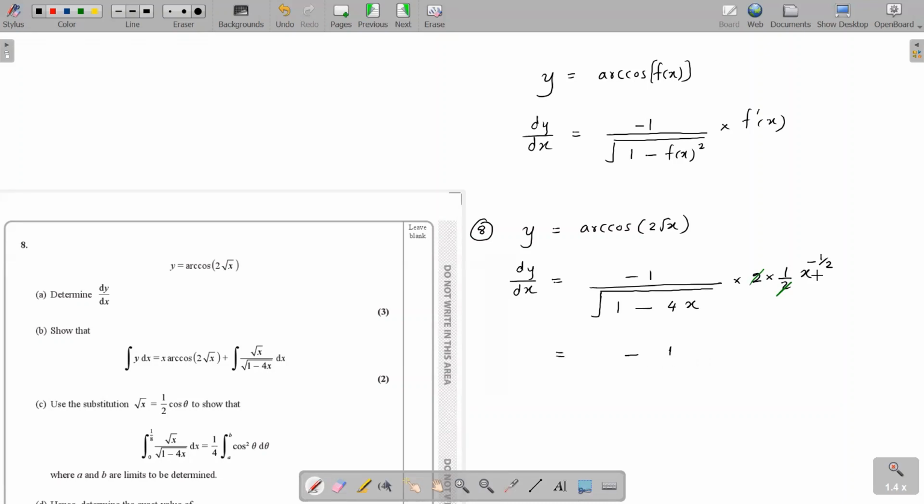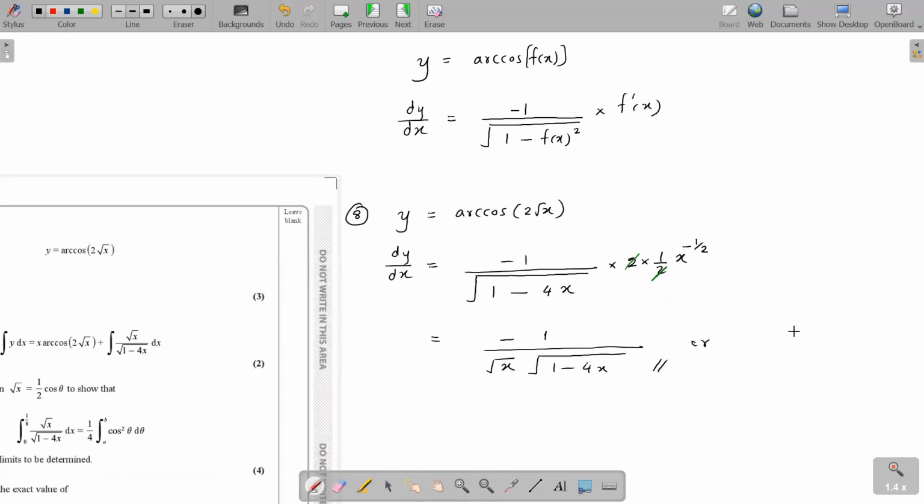Minus 1. So x to the power minus half, shall I take it down as a root x? X to the power minus half, when you bring it down, it's x to the power plus half, which means it's a root x. And then also you have root 1 minus 4x. Do you agree with me? So this is the dy by dx. Or if you want, you could have kept the root x up as x to the power minus half. That is also okay. Any answer format is okay. Or you could have kept your answer as minus x to the power minus half over root 1 minus 4x.